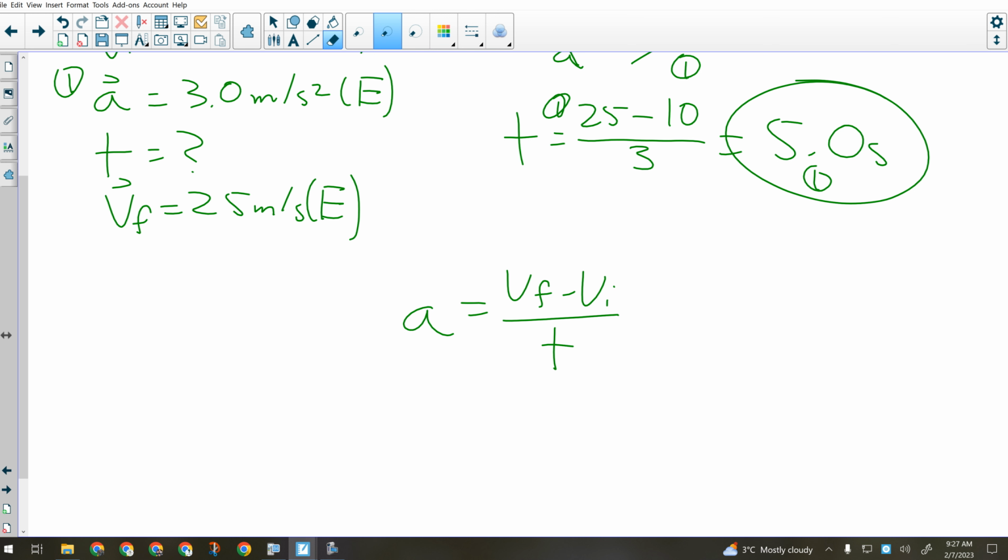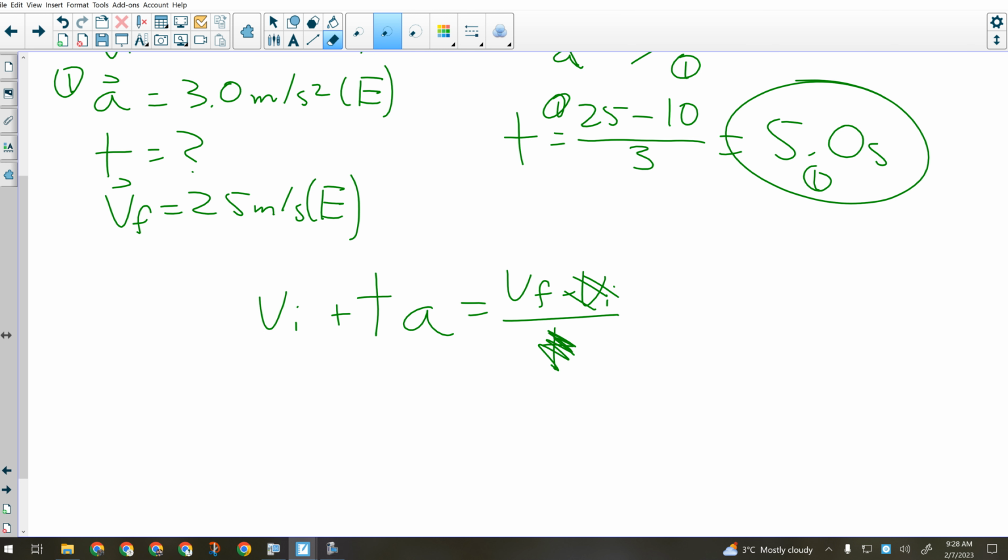Okay, so we already know it can solve for A. We just did the manipulation to solve for T. What if I wanted to solve for VF? What would I move first? Time, because it's not attached to VF. So I do the same thing I did before. I'd multiply both sides by T. Now how do I get VF by itself? Add VI, do the opposite. Right now I'm subtracting VI. So VI plus T times A equals VF.